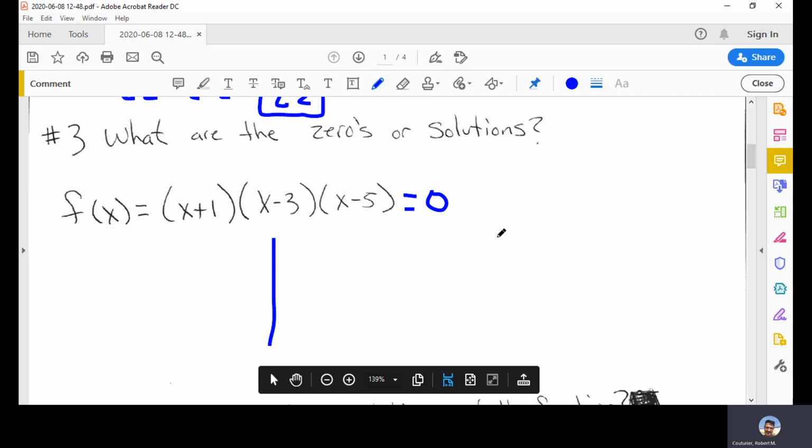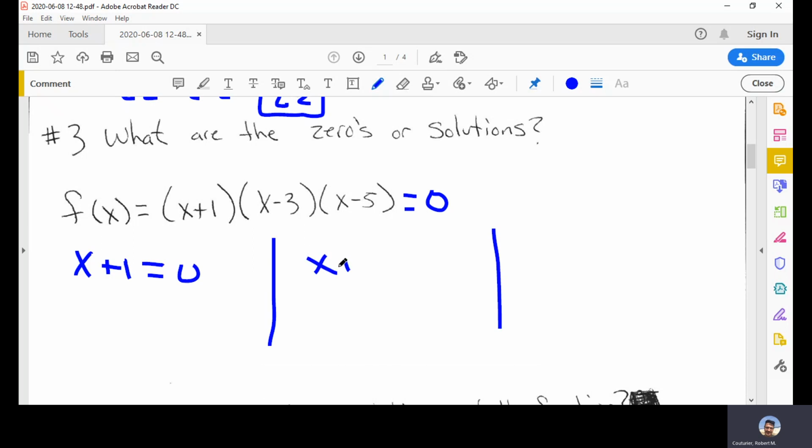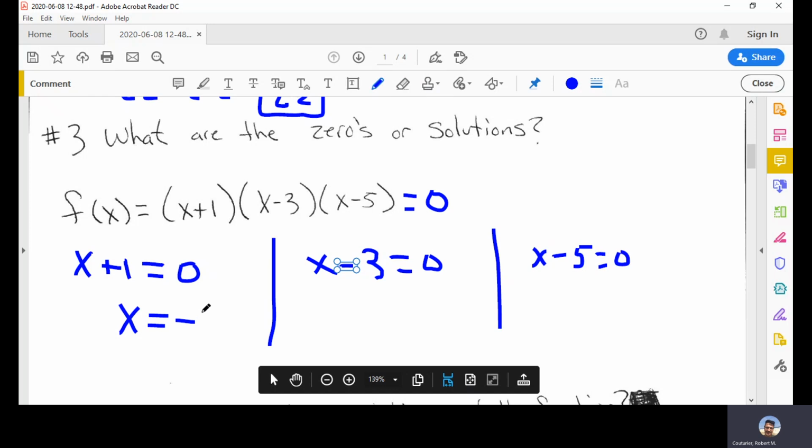So yeah, we're going to have 3 equations we have to solve for. You'll have an x plus 1 equals 0. You'll have an x minus 3, x minus 3 equals 0. And you'll have an x minus 5 equals 0. Guys, these are super simple equations to solve. Subtract 1 from both sides, so your x will equal -1. Add 3 to both sides. Add 5 to both sides.